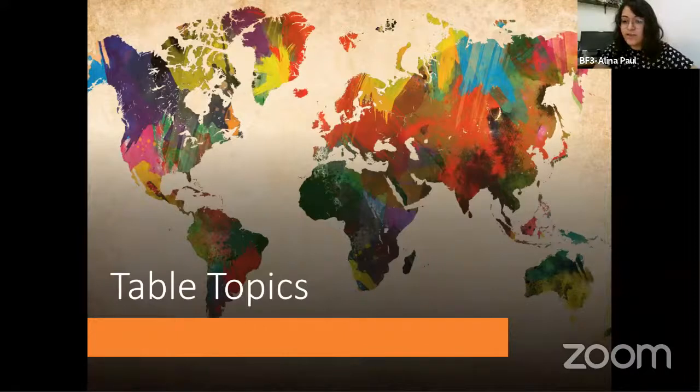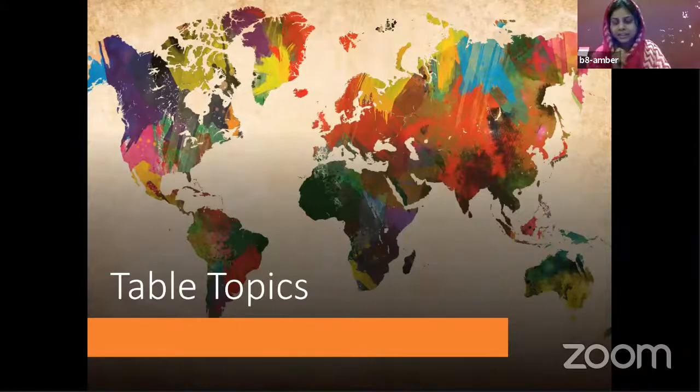Timer, can you explain the timings for the table topics? Yes, you will get 1 to 2 minutes to introduce yourself, and exceeding 2 minutes, you will be shown a green light. And after that, if you exceed 3 to 4 minutes, you will be shown a yellow card. And after that, you will be shown a red card. You need to stop there.